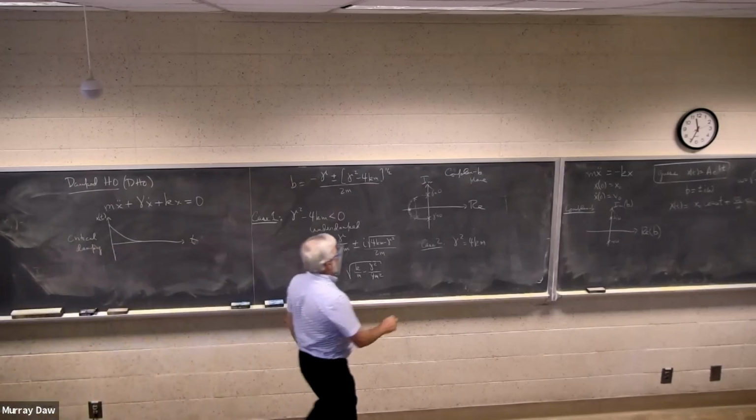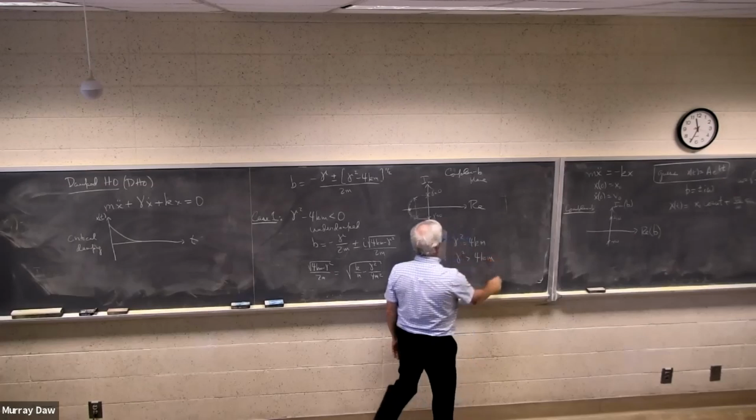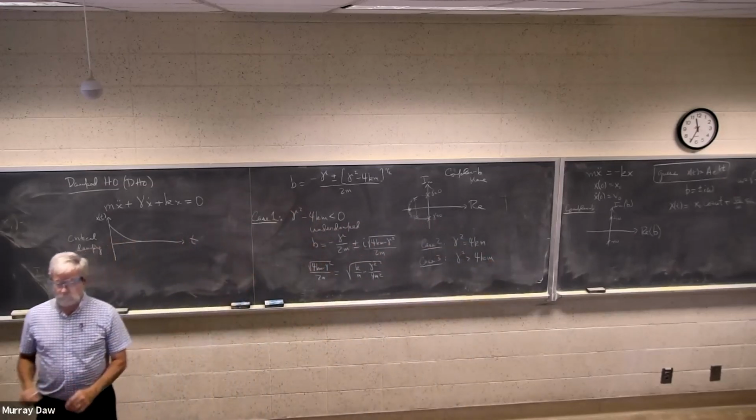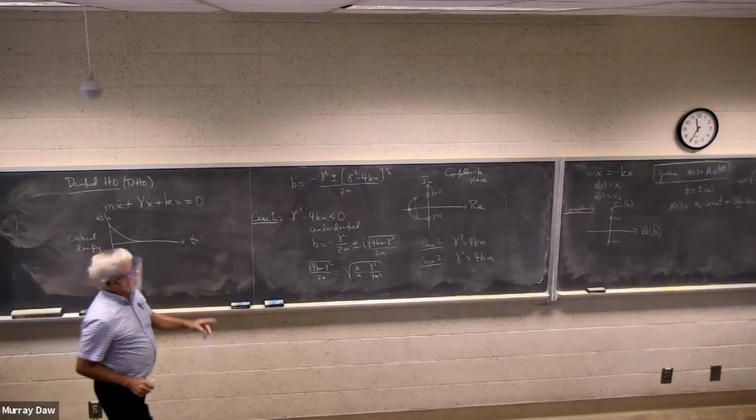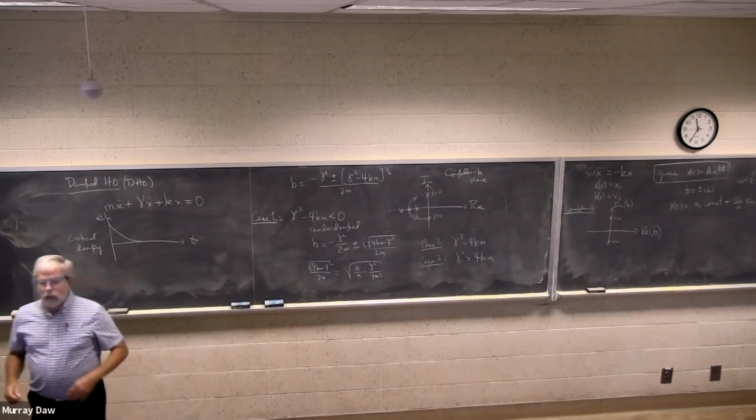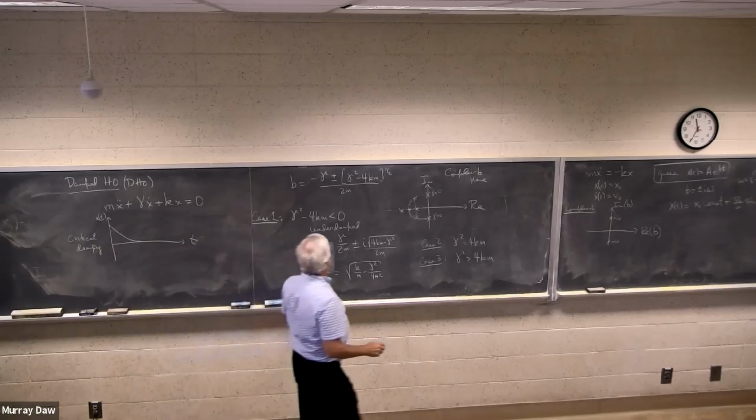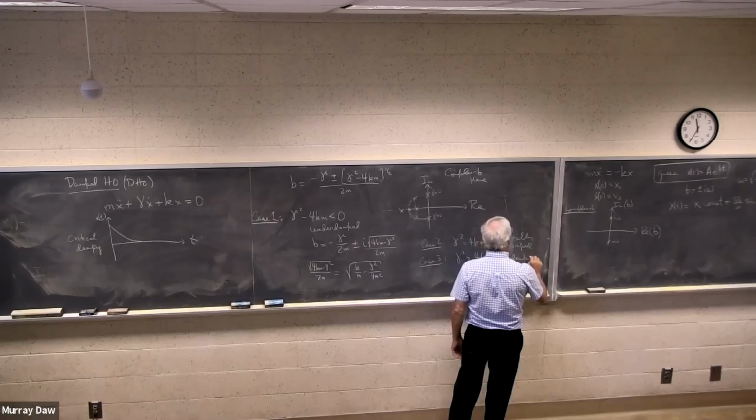Okay, finally, case 3. Gamma is greater than the critical value. What happens to B now? The discriminant is positive. Here are two real roots. Let's plot them on the complex B plane. Right here and right here. That's called overdamped. So this is underdamped, this is critically damped, and this is overdamped.